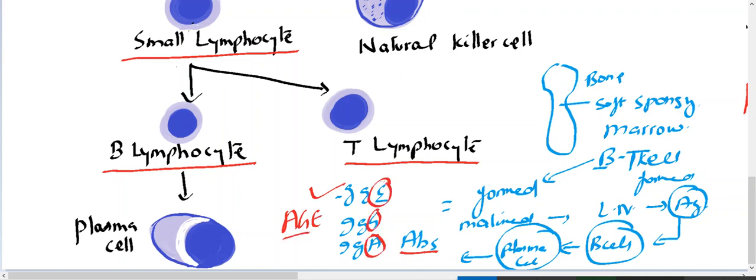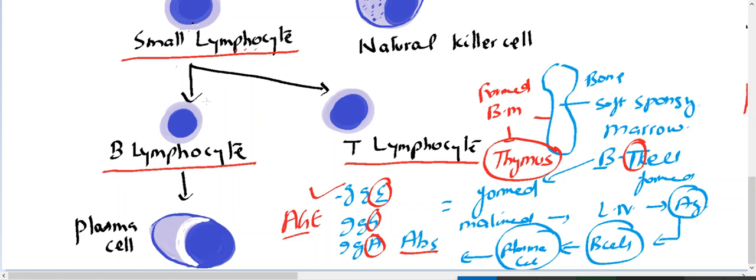Okay. The T cells are formed in the bone marrow and they are matured in the thymus. Okay. What is a thymus? It's a lymphoepithelial organ and they are matured there. Okay. So we saw how the lymphoblast will form the lymphocyte.